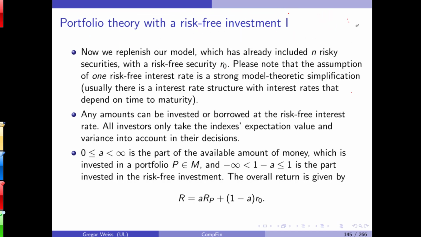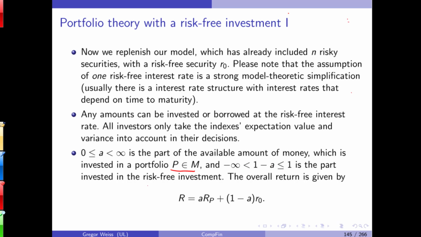We have one risk-free interest rate. The investor can borrow and invest any amount of cash in the risk-free investment. All investors only take the index's expectation value and variance into account. And A, which varies between 0 and infinity, is the part of the available amount of cash that is invested in a portfolio P. That is a possible portfolio, an element of the set of all possible and attainable portfolios. And 1 minus A is the part invested in the risk-free investment.